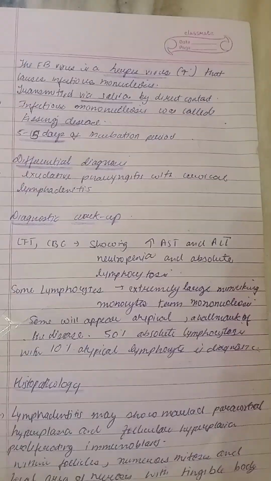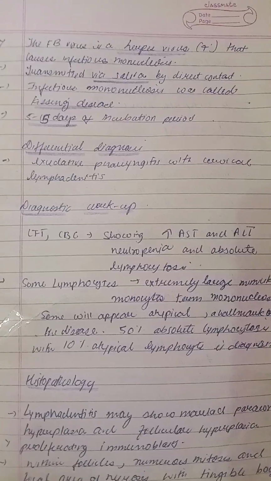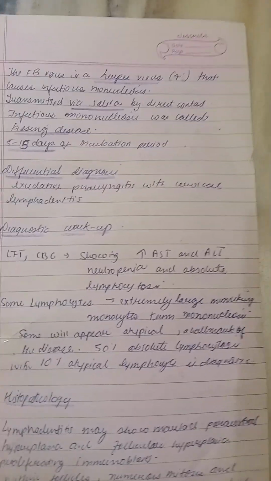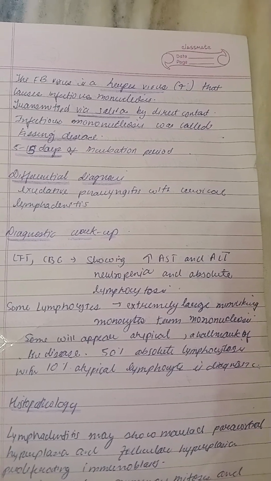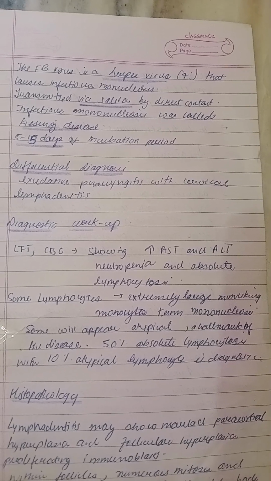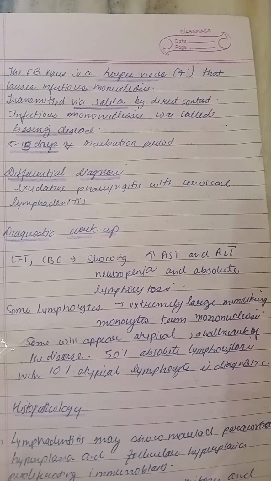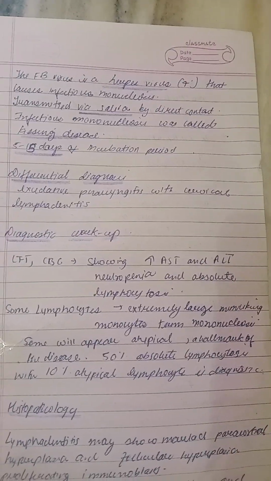Now coming to diagnostic workup, we have seen in last class that two things we have to do, that is liver function test and complete blood count, which will show increased levels of AST and ALT enzymes and neutropenia and absolute lymphocytosis. Now, some lymphocytes appear extremely large, mimicking monocytes, so it is termed as mononucleosis. But this is a misnomer, because it is actually a lymphocyte, not a monocyte. It mimics a monocyte because it appears big.